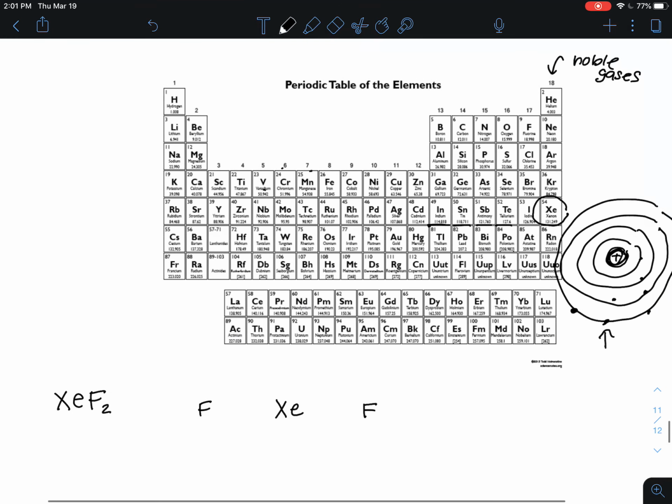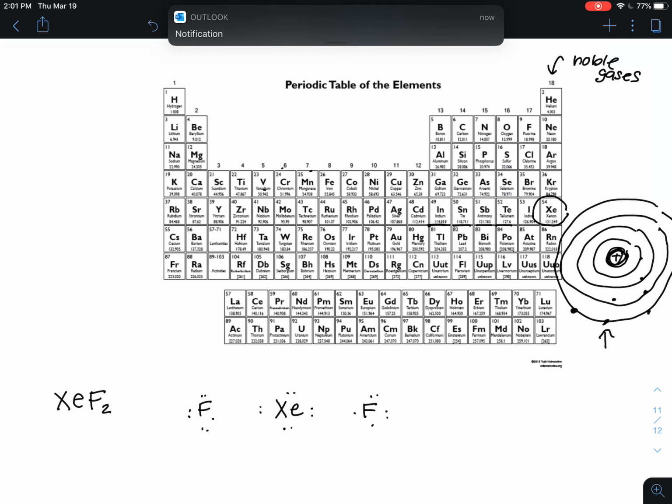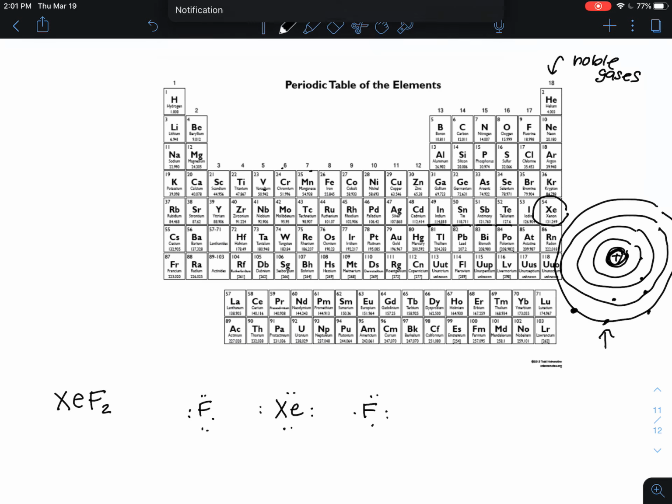So how would we draw that structure? I have xenon with 2 fluorines around it. Now you would think that, okay, I know xenon has 8 electrons in its shell. 1, 2, 3, 4, 5, 6, 7, 8. Each fluorine has 7. Why would xenon go in the middle? Well, that's for the reason that there's 2 fluorines and 1 xenon. They have to surround the xenon.